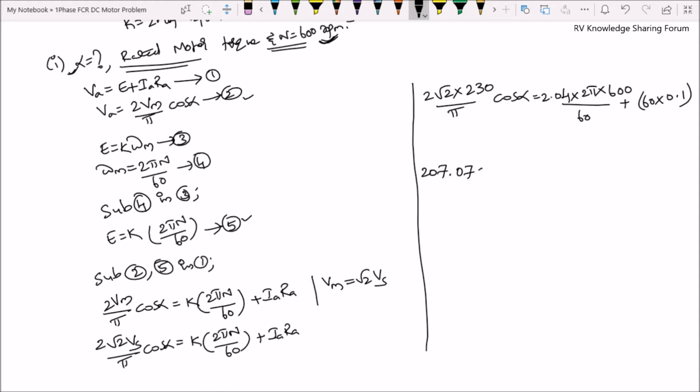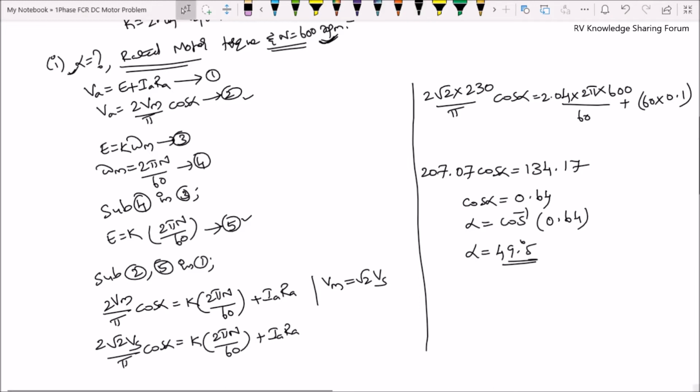207.07 cos alpha, which is equal to 134.17. Therefore cos alpha is equal to 0.64. Therefore alpha is equal to cos inverse of 0.64, which gives you the firing angle alpha as 49.5 degrees. Okay, so this is our answer for the first problem. The firing angle alpha is equal to 49.5 degrees. So now let us solve for the second one.